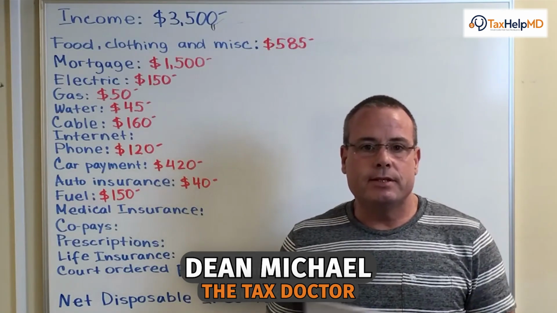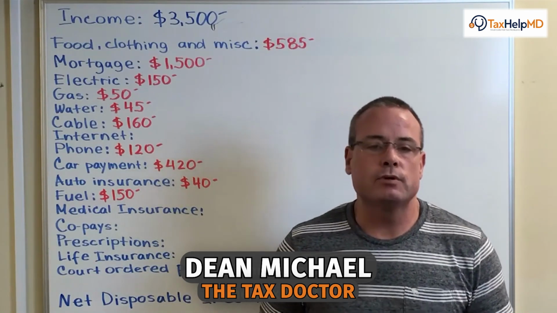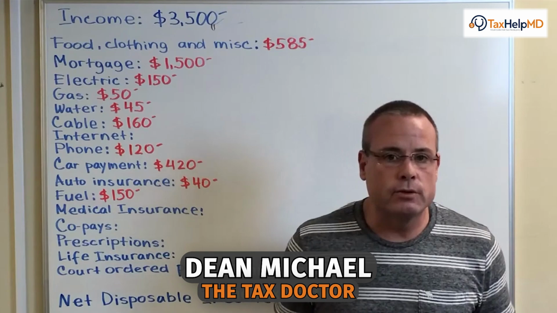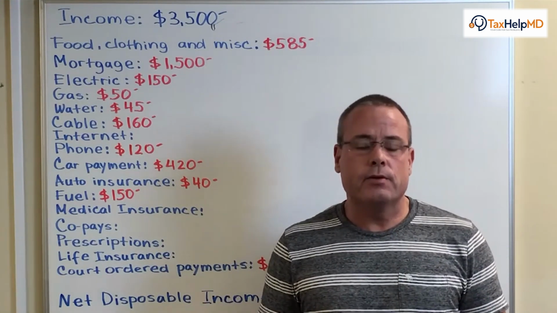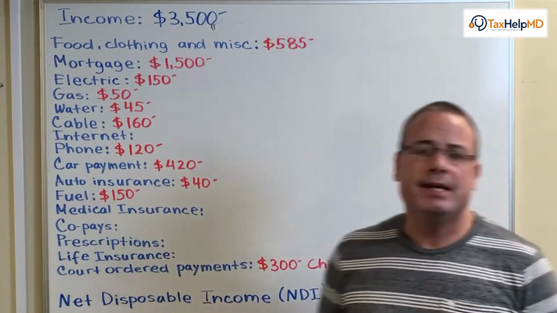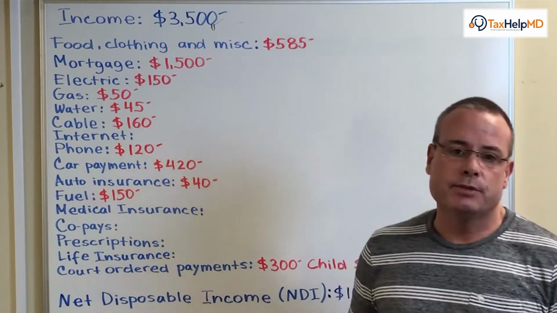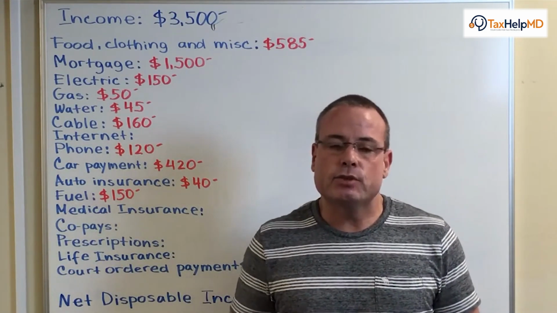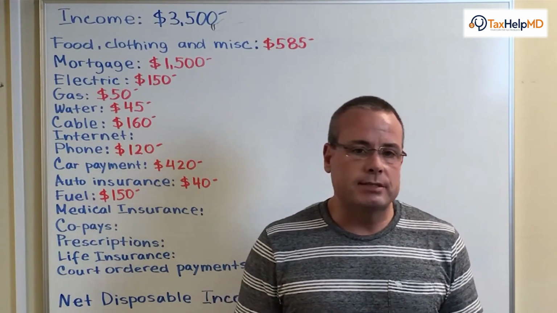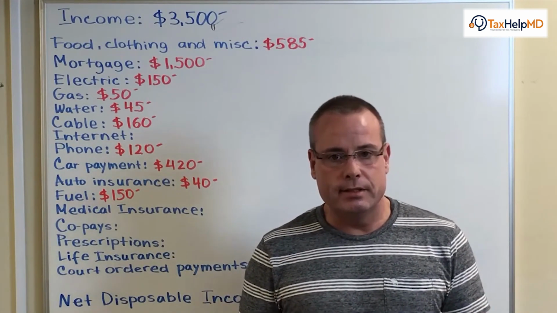Today I want to talk to you about the equation used to figure out which hardship programs offered by the IRS you qualify for. The equation used is to determine your NDI, or your net disposable income. In order to determine your net disposable income, the IRS takes your total household income and they subtract what they call absolute necessary living expenses.